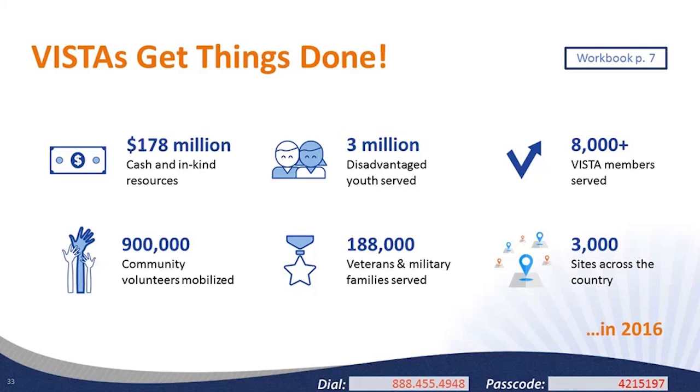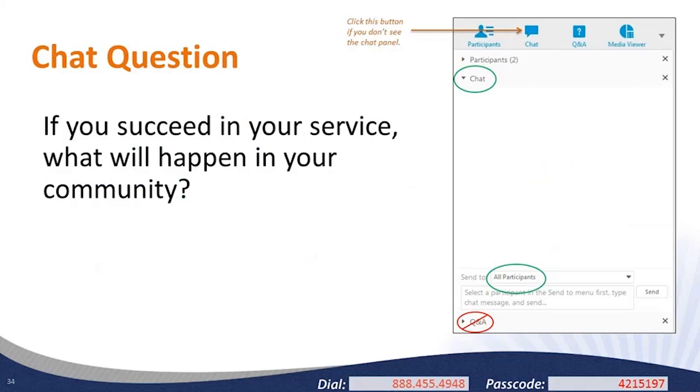But so we told you what other VISTAs have done, but now we want to know, if you succeed in your service, what will happen in your community? The impact that you make this year depends on you. And it also depends on your community, your VISTA project, and quite frankly, on some good luck. As you think about this question, type your answer in the chat so that everyone will learn and know what impact you hope to make as a VISTA member. And by impact, what we mean is what will be the end result, rather than what your activities will look like. What's the final goal that you'll see? And what will happen as a consequence of your success?